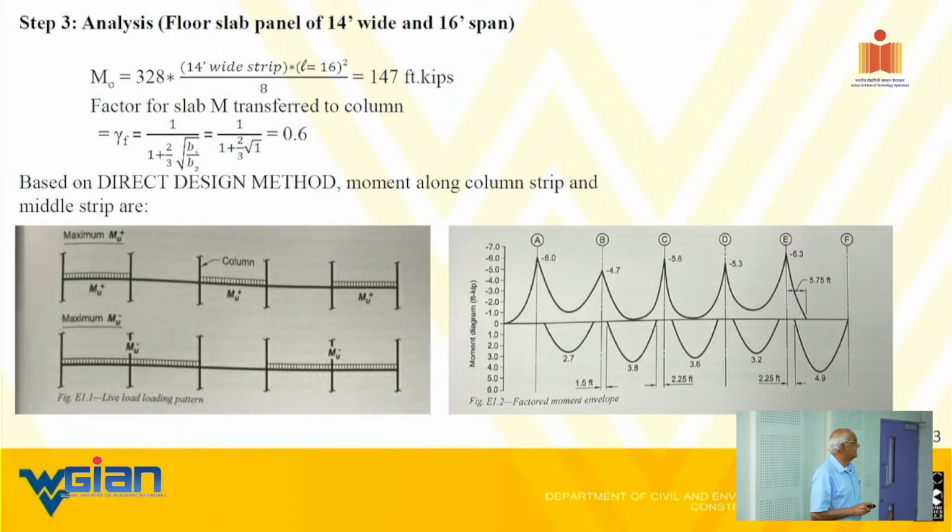Look at that. So for a scenario like this, factored moment envelope is given to you there. So the max moment interior is about 2.7, for exterior 3.8. In the positive side, it is 6.0 on the negative side. So they gave all that to you to make life easier.